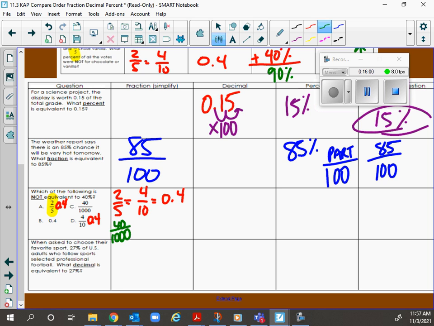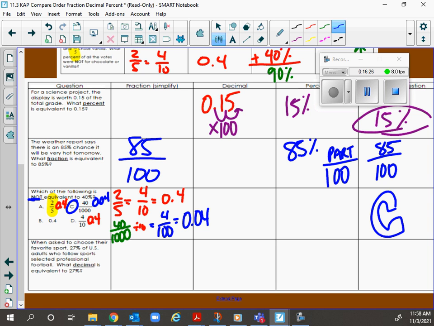If I reduce that by dividing by 10, I could end up getting 4 over 100. Well, 4 over 100 as a decimal is 0.04. So this one is very different than the other ones. So C is the one that is not equivalent. Okay? C as in Mr. C.